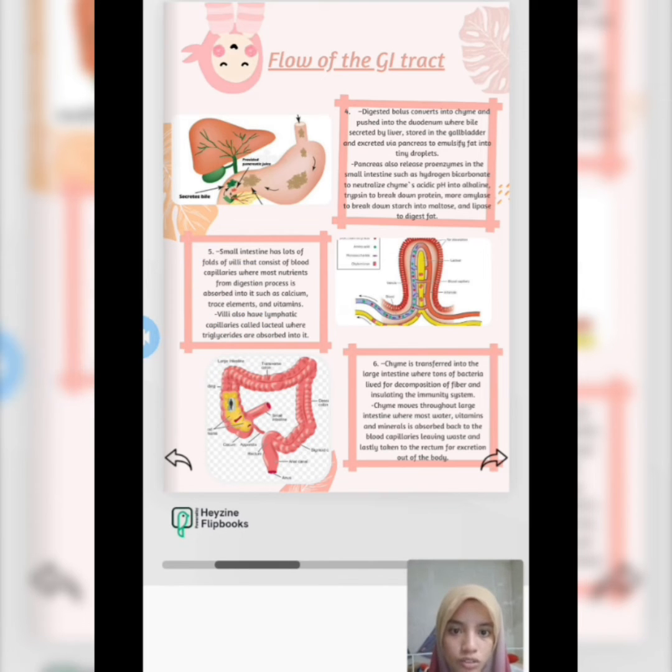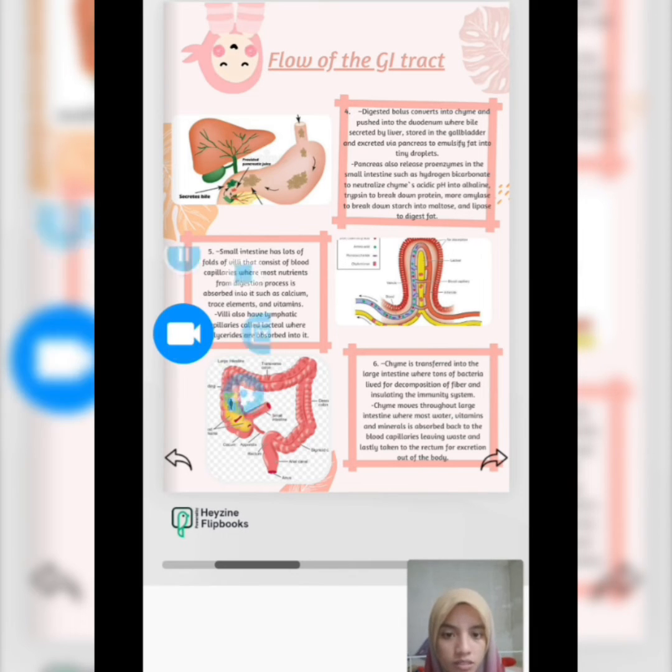So going through the small intestine, it consists of lots of folds that we call villi that consist of blood capillaries where most nutrients from the digestion process are absorbed into the body system, such as the major compounds that we talked about before, calcium, which helps to strengthen our bones, trace elements such as zinc to assist the immune system, and vitamins such as vitamin B12, which will combine with the intrinsic factor for the maturation of the red blood cells.